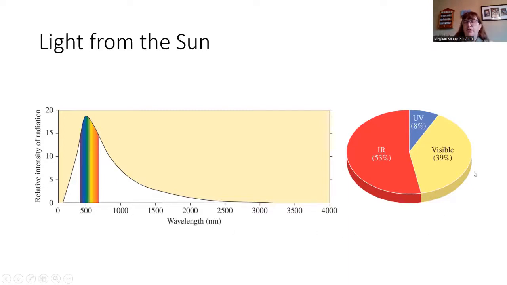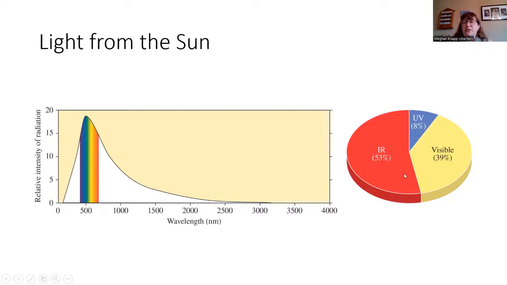So this graph is illustrating to us that even though the most intense light is visible, more than half of the photons, more than half of the energy from the sun that reaches us is infrared. And we get a significant portion, though not a majority by any stretch, of ultraviolet light. So these are the three most important regions. And we'll talk about infrared a little bit more in the next chapter.